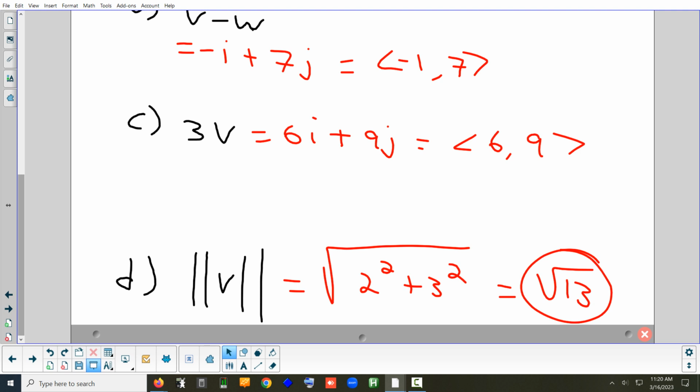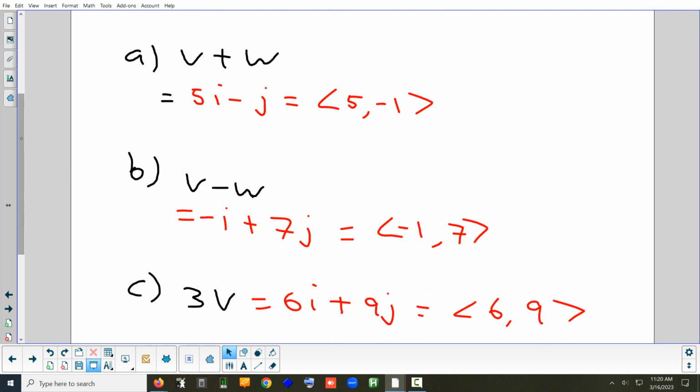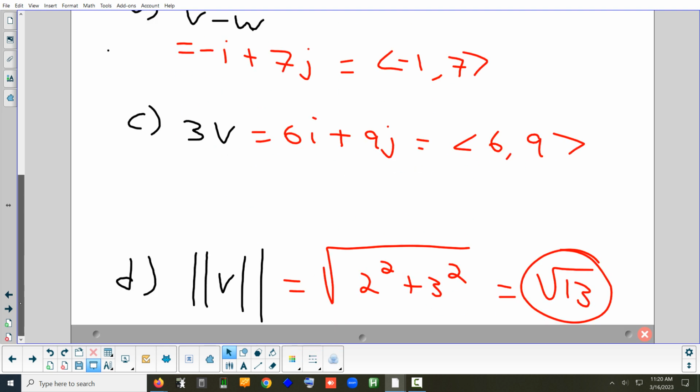Any question on that? So with the exception of finding magnitude, example A, B, and C, that's everything we pretty much did on Monday. Add, subtract, and scale. That's most of what we did on Monday. But it's a lot faster if you don't have to draw it.